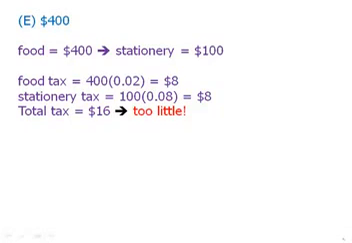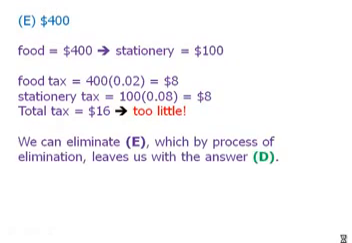So A, B, and C are too big. E is too little as far as the amount of tax, and so that leaves the only right answer. The only possible answer would be D. So after 2 choices, we are done. We know that D has to be the answer.